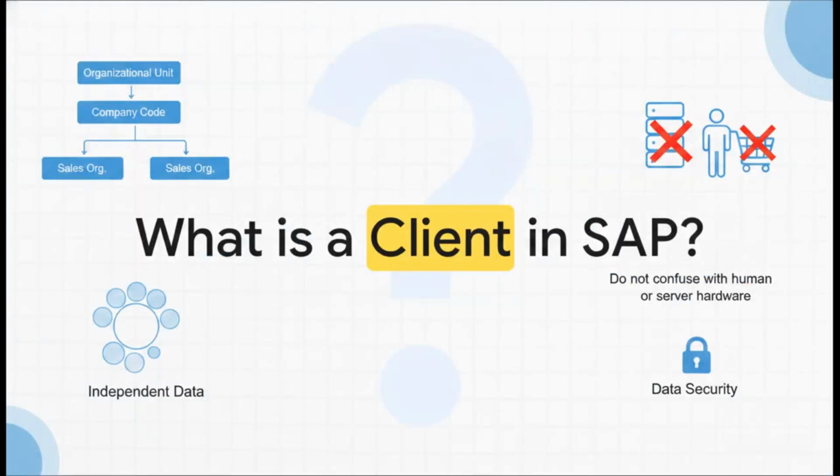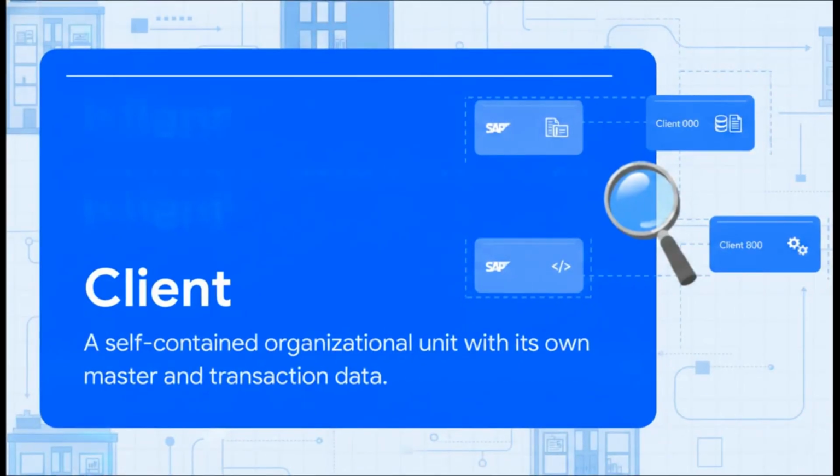Following right up on that, they'll likely ask, what is a client in SAP? Now, don't confuse this with a human customer paying for services or a piece of physical server hardware. Interviewers are looking for a very specific organizational definition here. An SAP client is a self-contained organizational unit within an SAP system, featuring its own completely separate master and transaction data. Think of clients kind of like different virtual companies, all living securely inside the exact same apartment building.